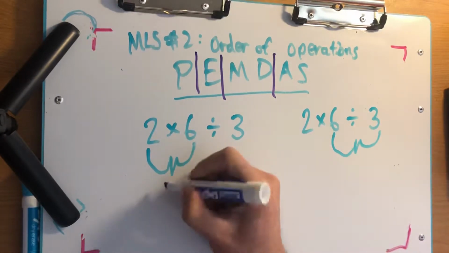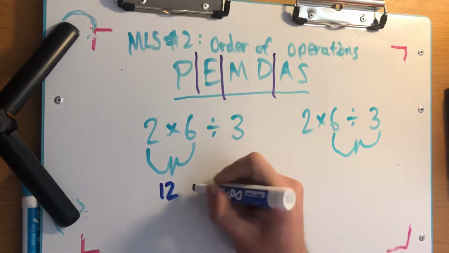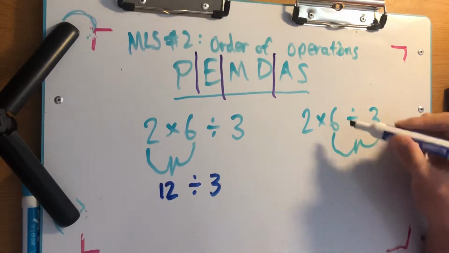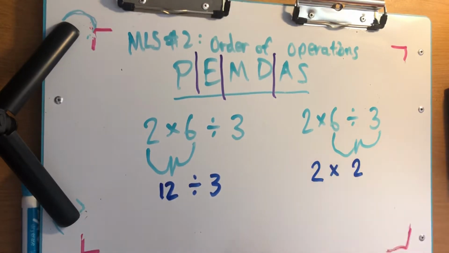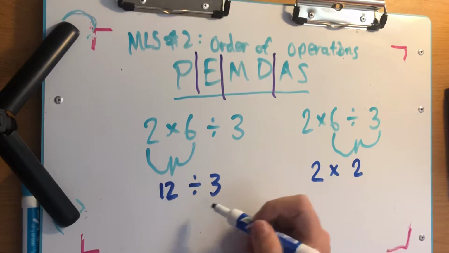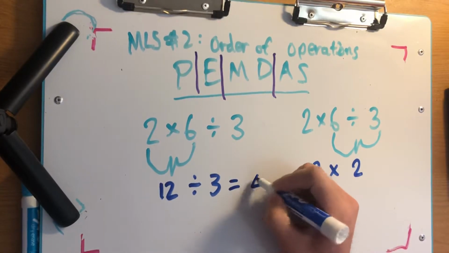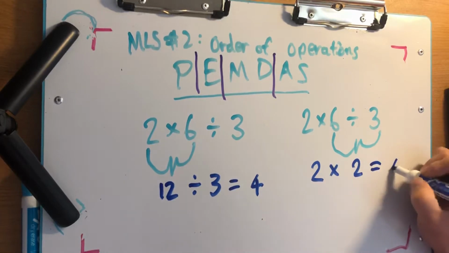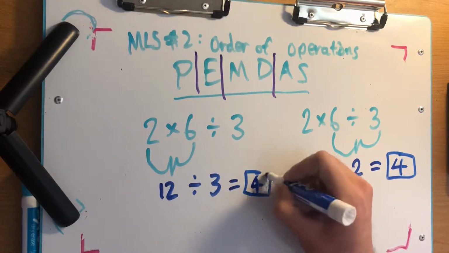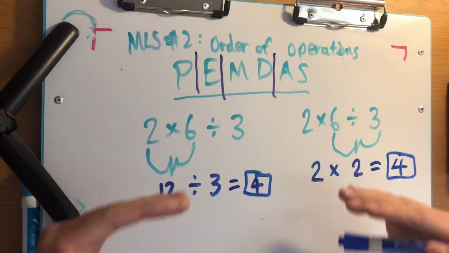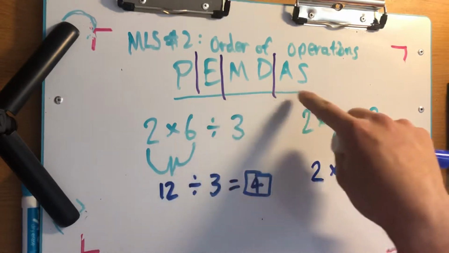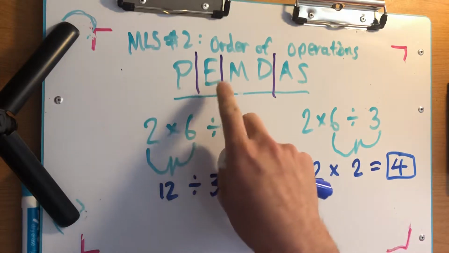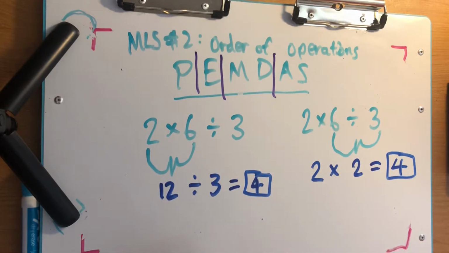Okay. 2 times 6, we get 12. And then we just copy down everything that we haven't done yet. Over here, we did 6 divided by 3. We get a 2. And then we copy down everything that we haven't done yet. So with this expression, we do 12 divided by 3, which we get a 4. And then 2 times 2, we still get a 4. Same answer regardless. And it doesn't matter how many steps you have, as long as you understand that you're doing these operations in this priority, you can switch these.